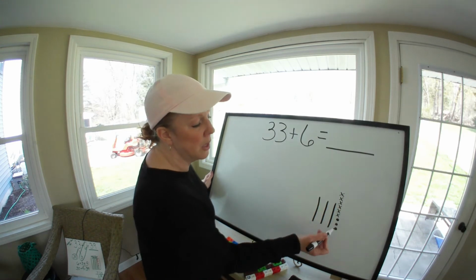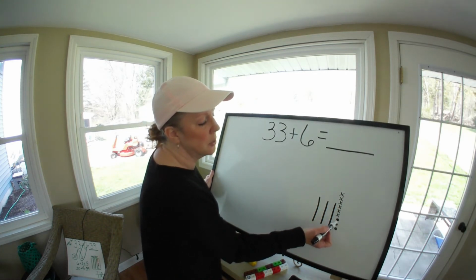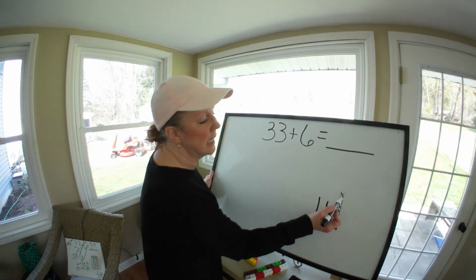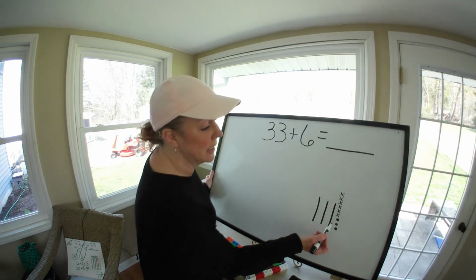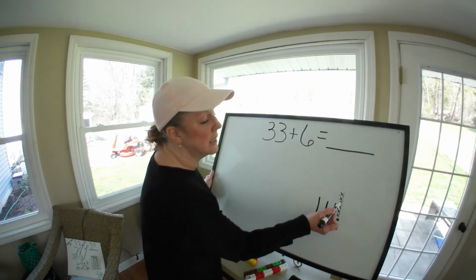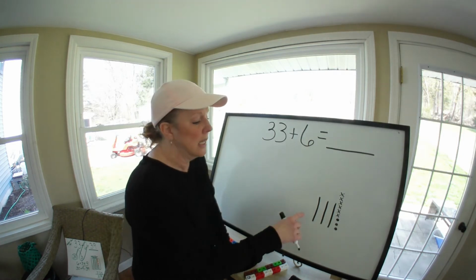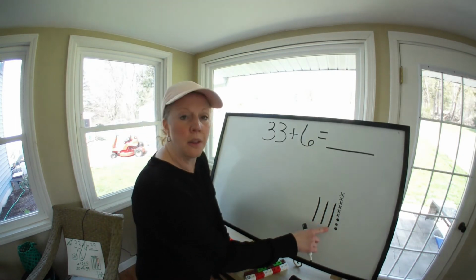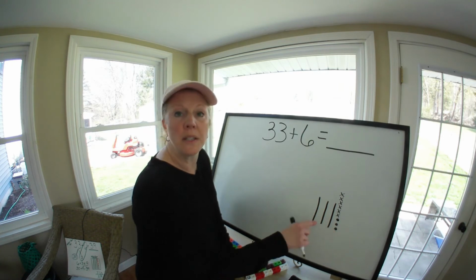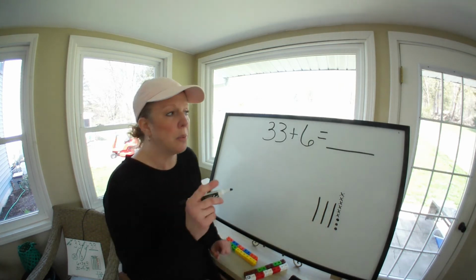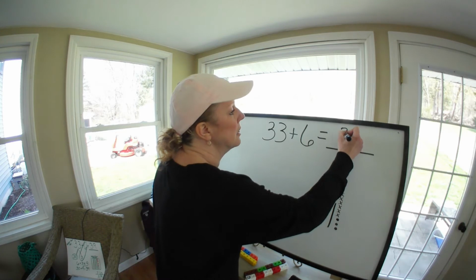So in this row, let's count how many we have. 1, 2, 3, 4, 5, 6, 7, 8, 9. Or I could have done it like this: 3, 4, 5, 6, 7, 8, 9. That's the better way. Okay? So now let's count it. 10, 20, 30. 30 plus 9 is 39. So we're pretty sure our answer is going to be 39.